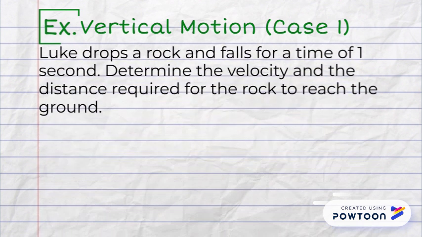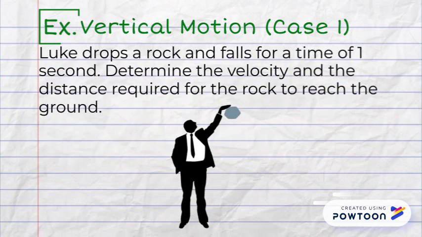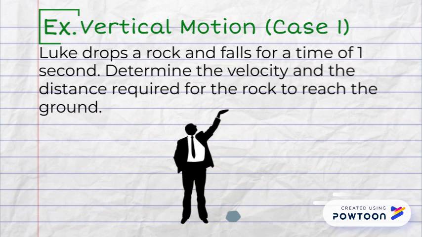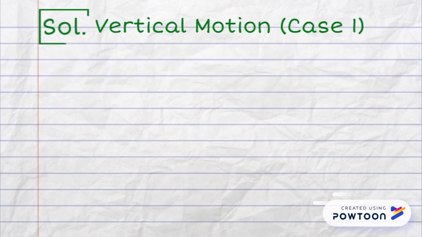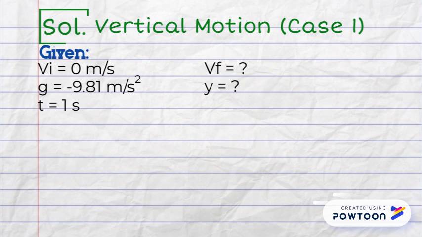Luke drops a rock and it falls for a time of 1 second. Determine the velocity and the distance required for the rock to reach the ground. For the solution, the given are Vi is equal to 0 meters per second, G is equal to negative 9.81 meters per second squared, and T is equal to 1 second.